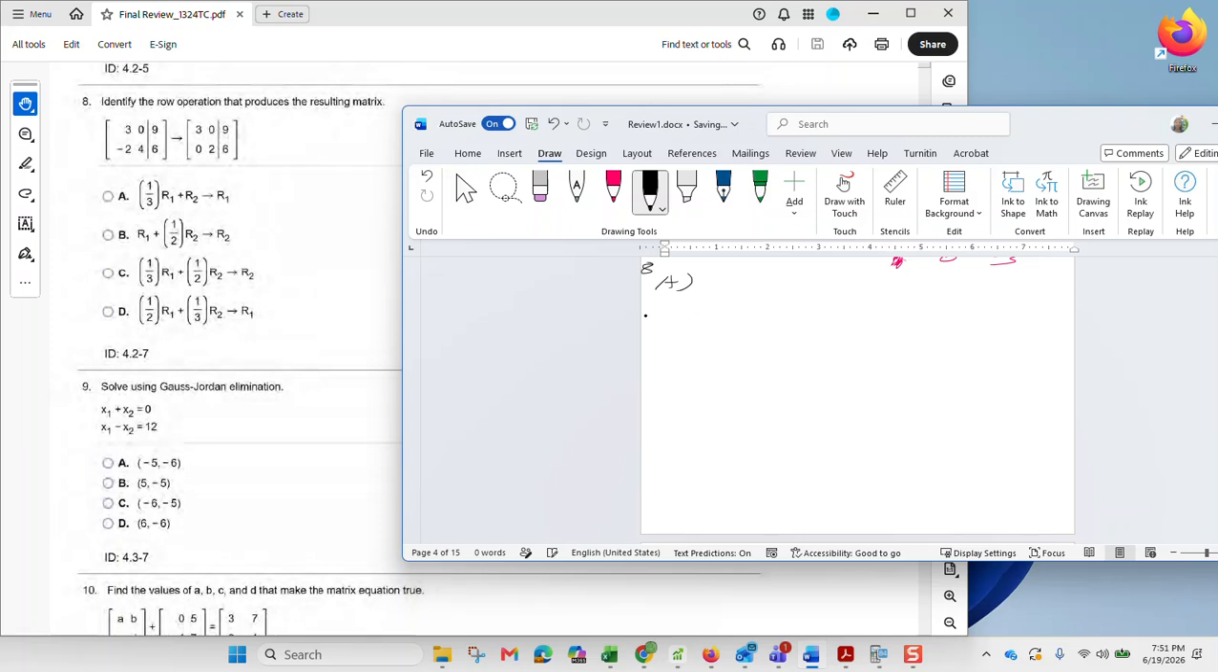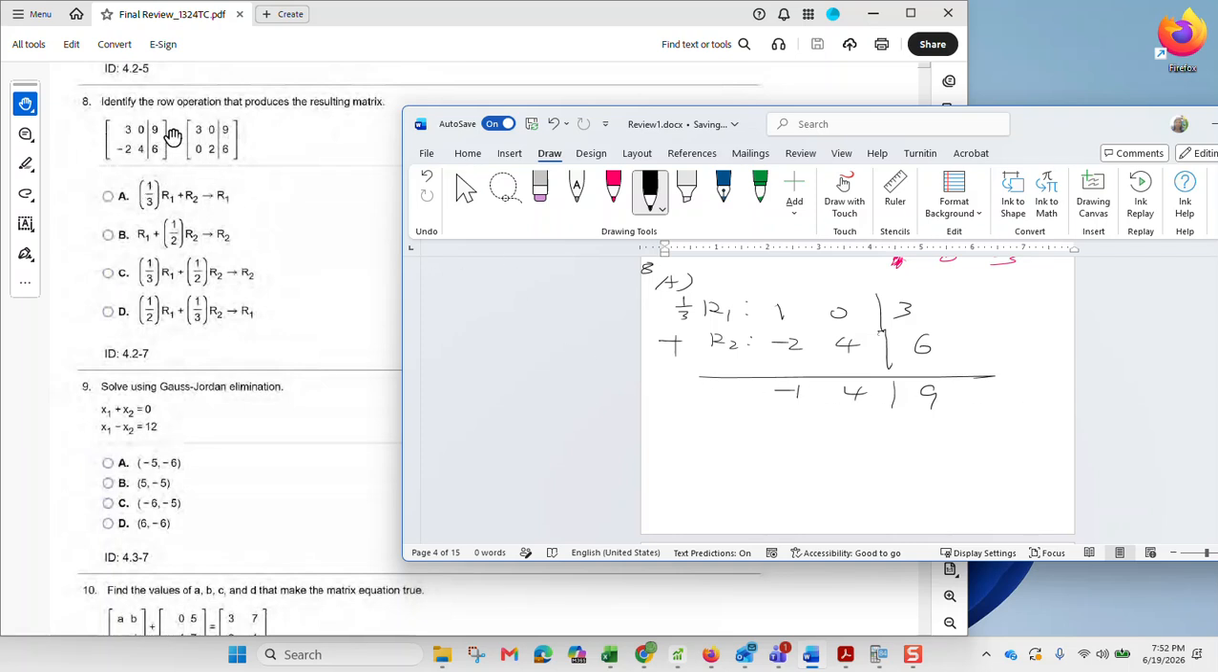So that's number A. 1/3 row 1. We can calculate 1/3 row 1 here. 3 times 1/3 will be 1, right? 0 times anything is still 0. 9 times 1/3 will be 3, right? And then plus row 2. Where's my row 2? My row 2 is negative 2, 4, and 6. Then we add these two together. So this will be negative 1, 4, and 9. All right, so this is the result, and it replaces row 1. Now row 1 is no longer 3, 0, and 9, so this is incorrect, right?